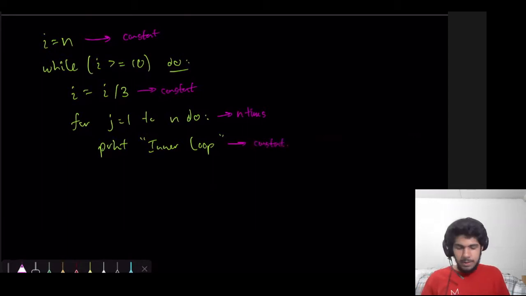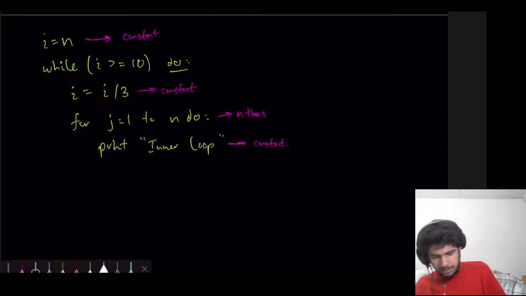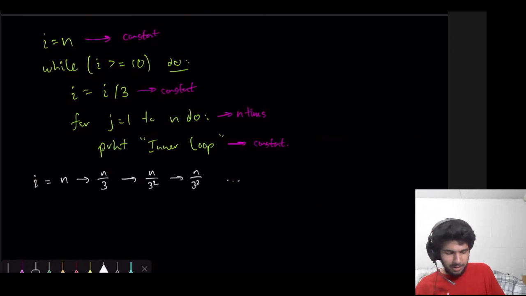Okay? So now we kind of want to look at the while loop here. While I is greater than or equal to 10. So I starts at n, and then it keeps on getting divided by 3. So I goes from n to n over 3 to n over 3 squared to n over 3 cubed, and all the way until it's not greater than or equal to 10.